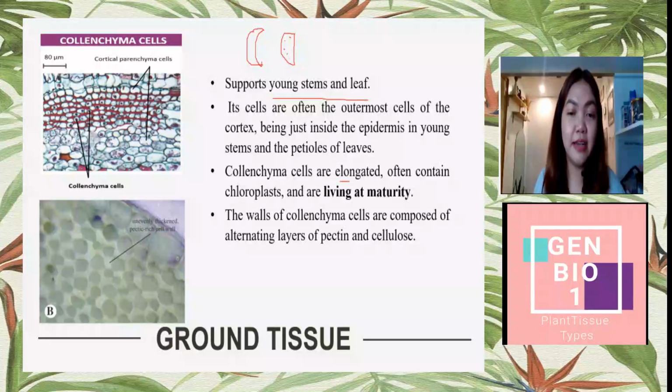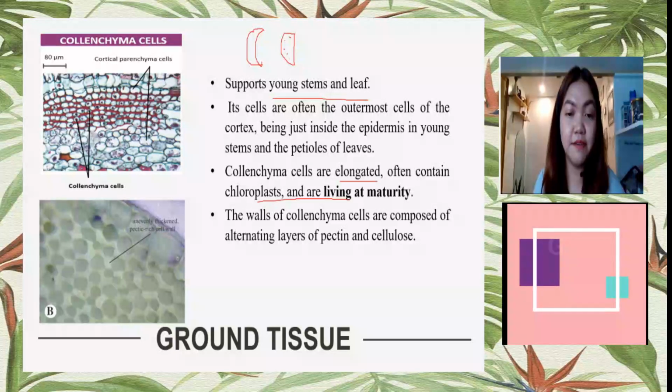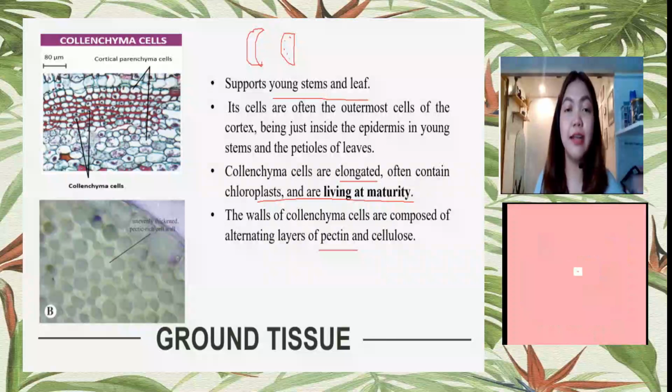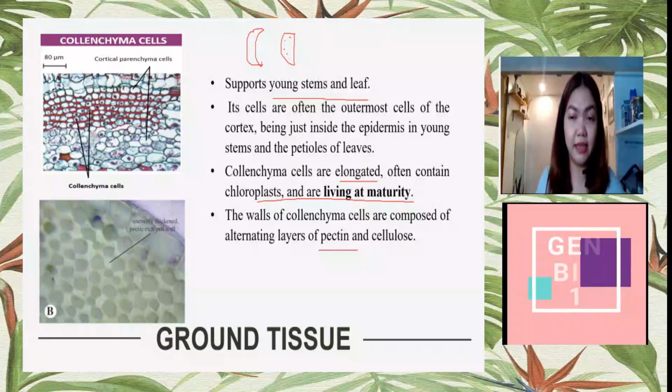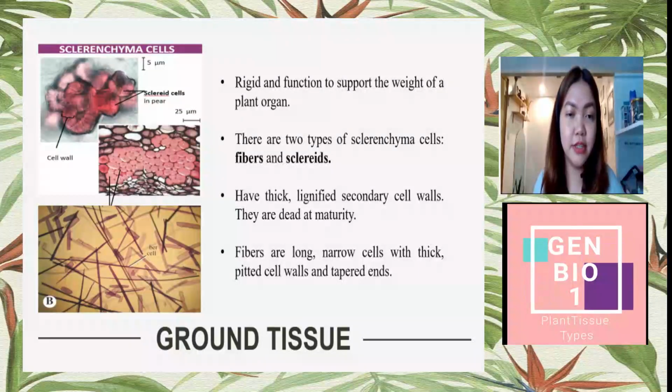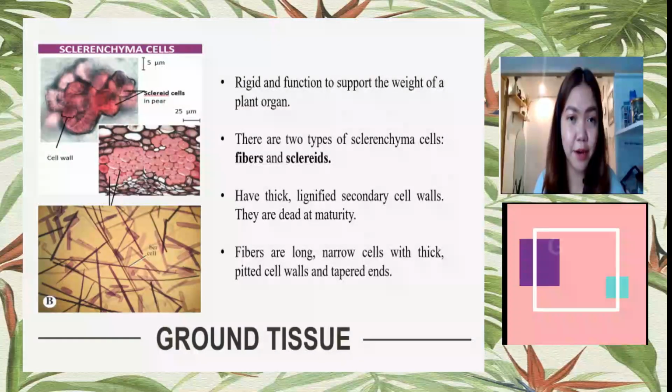So they are elongated, often contain chloroplasts, and are living at maturity. So the walls of collenchyma cells are composed of alternating layers of pectin naman. Kung kanina, lignin, ngayon naman, pectin. Okay? Next is sclerenchyma cells. So they are rigid and function to support the weight of the plant organ.